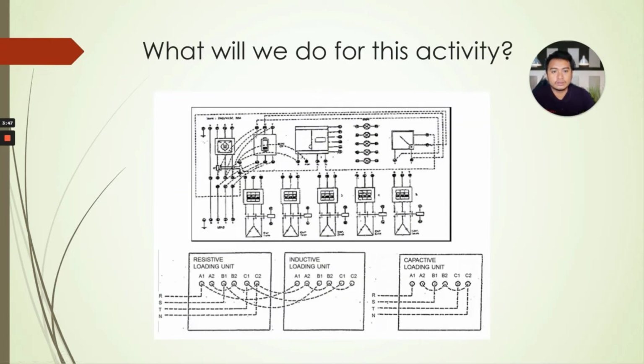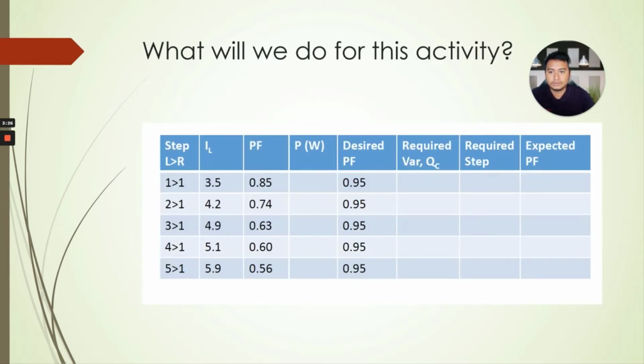Next. Basically, what we do in this activity, first we need to make the connection for the power factor correction. The connection should follow this diagram, and for the next part we need to record the value for IL and the PF that we get from the activity, and we must calculate for the P, required VAR, QC, required step, and expected PF.